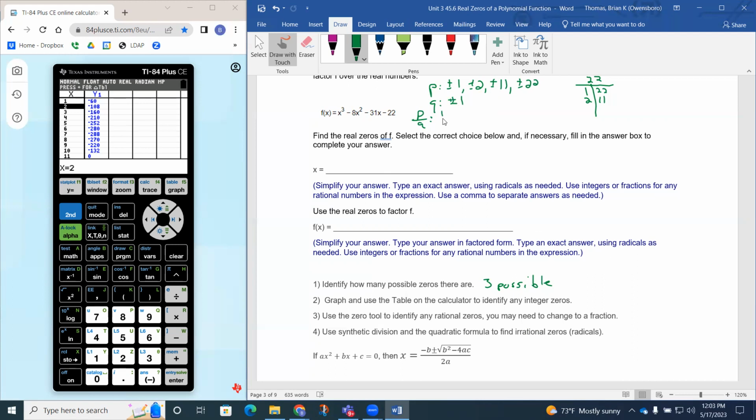So 1 over 1 is just 1. 2 over 1 is just 2. 11 over 1 is just 11. And 22 over 1 is just 22. So those are my possible rational zeros, the potential ones. We don't have to go past a negative 22 or a 22 in that situation. So if we just start inside and work our way out, let's start with 1 and negative 1. Notice that negative 1 is a 0 to start with.